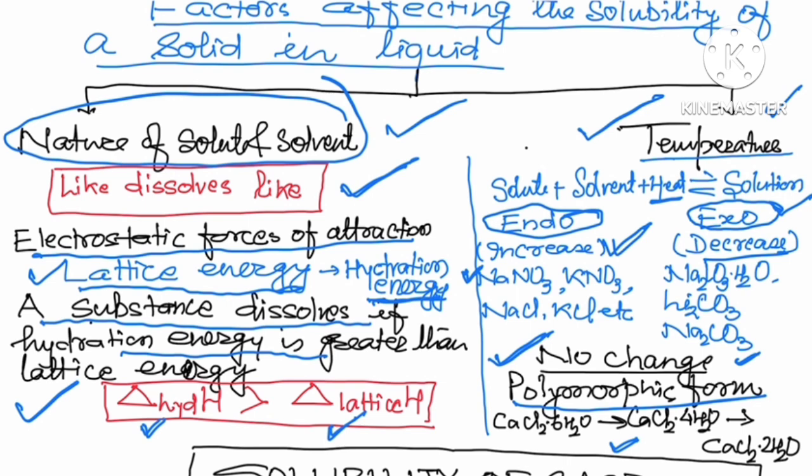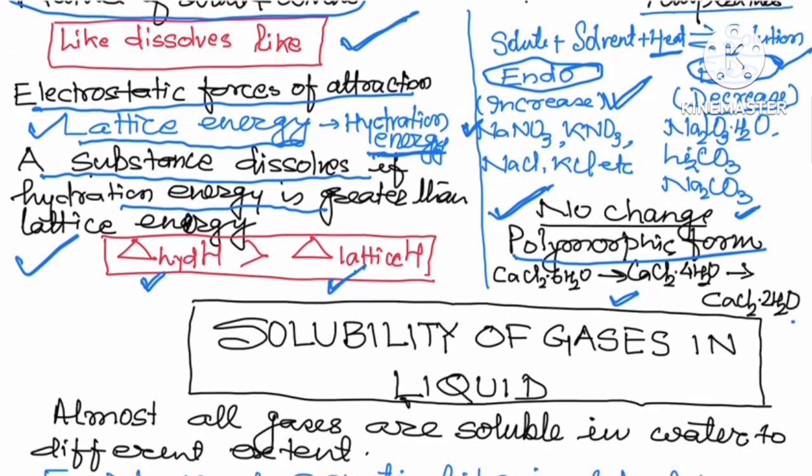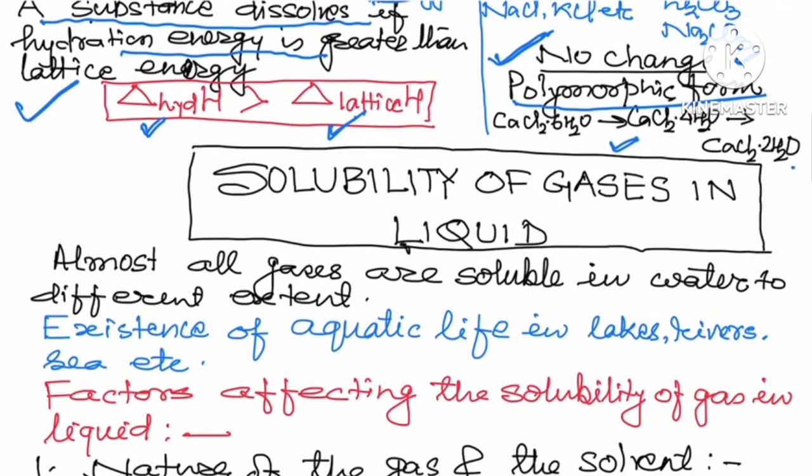Temperature: the solubility of a gas decreases with an increase in temperature. What is the reason? You see here, the dissolution of a gas in a liquid is an exothermic process. You see from this graph, the solubility of oxygen is maximum, whereas the solubility of nitrogen is less in comparison to the oxygen. So, when the gas dissolves in liquid, it is an exothermic reaction.